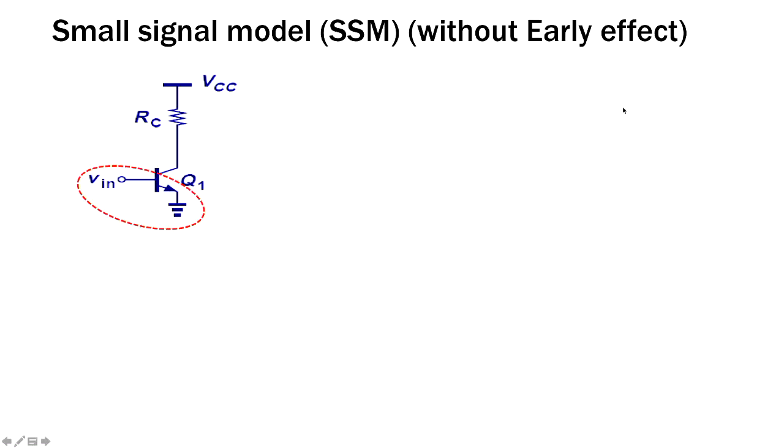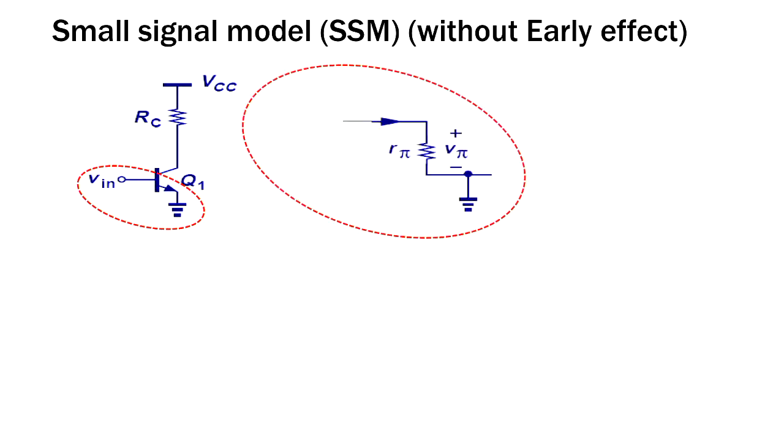And then, taking the input part, you have R pi, the input impedance, and the voltage drop across R pi is represented as V pi, which I already discussed, and then this is a ground. And then this part is between the collector and the emitter.